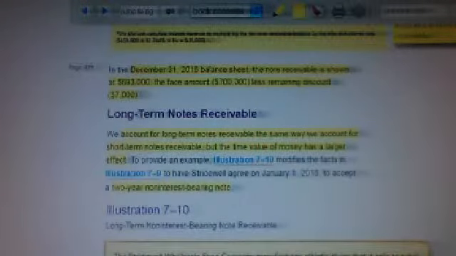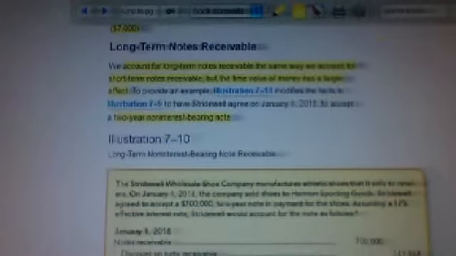The next section is long-term notes receivable, and we account for long-term notes receivable basically the same way we do for short-term notes receivable. The only difference here is that we have more time value of money issues involved. And we're going to go ahead and continue with Stridewell, the shoe company. In this situation, we're going to have a 2-year non-interest bearing note.